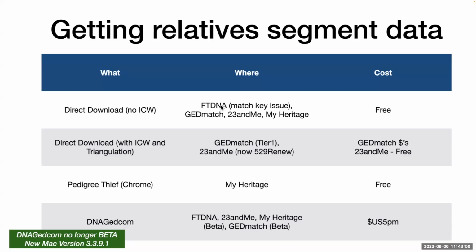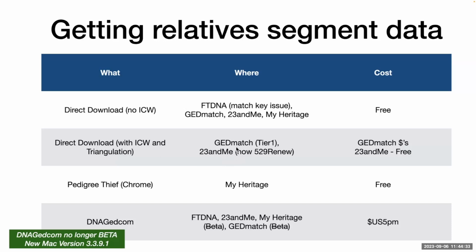Say you have 6 John Smiths, some of them might not be dealt with correctly. So the bulk of your matches will be fine, but you might have a few where you have a few issues. But you can direct download from GEDmatch, 23andMe, and MyHeritage, all for free. And GEDmatch and 529 Tier 1 and 529 Renew give you in common with and triangulation data. So for GEDmatch, for GDAT to work in the best possible way, you really need to have in common with and triangulation data. You can get away with just having in common with data, but triangulation is the best.